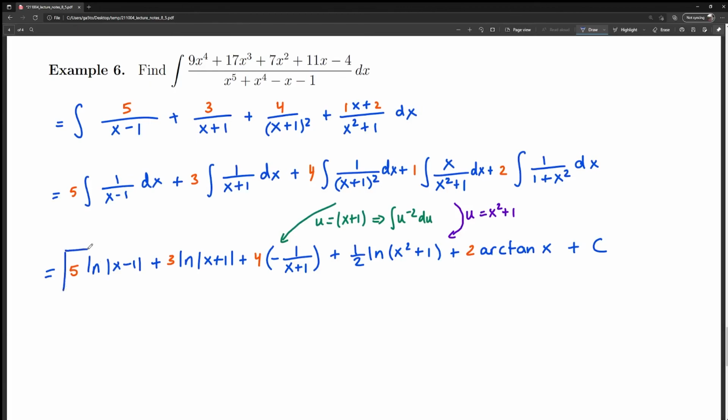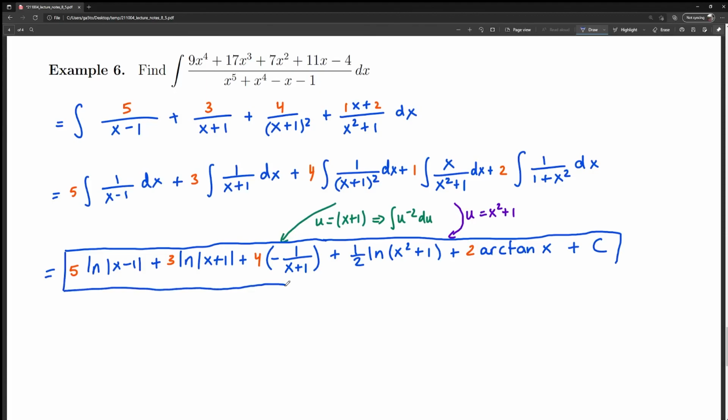And so the method of the partial fraction decomposition has allowed us to find the antiderivative by breaking down that complicated fraction into partial fractions. And this is our final answer.